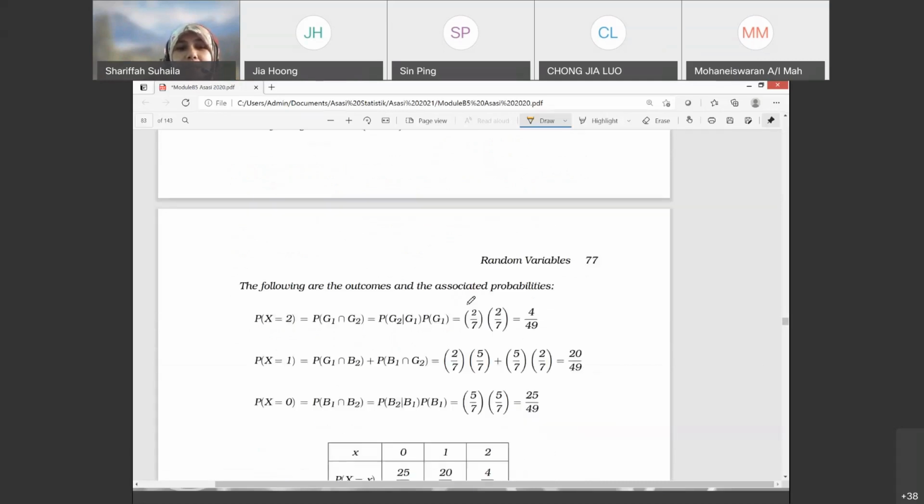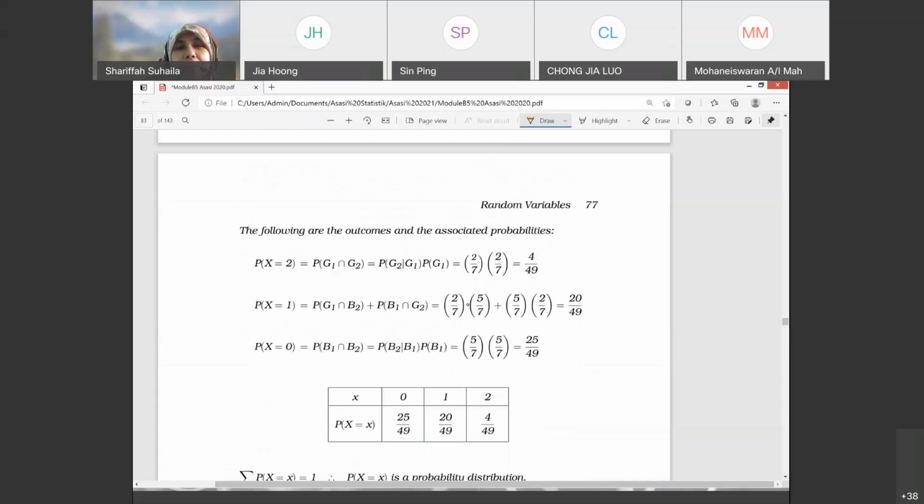Let's say probability X equals 0. That means no green ball, so both are black balls. So 5/7 times 5/7. Probability X equals 1: it can be green first then black second, or black first then green. So 2/7 times 5/7 plus 5/7 times 2/7. Lastly, 2 green balls, so both are green, 2/7 times 2/7. So we have 4/49.